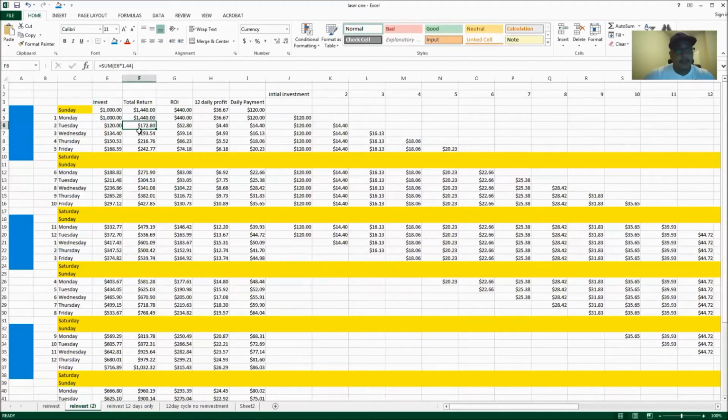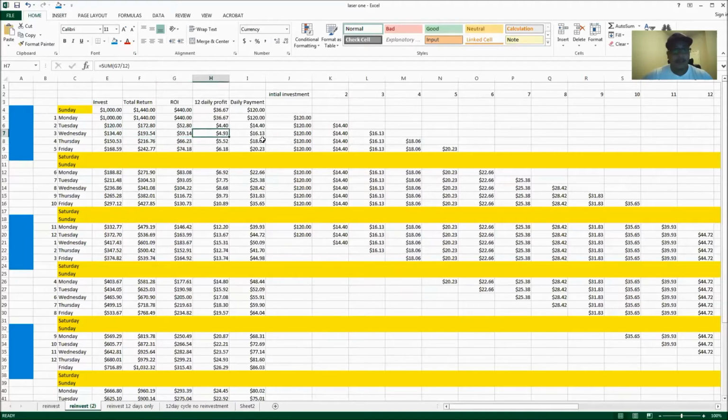It's going to give me $172.80 at the 12-day cycle. My return is going to be $52.80. My daily profit for that $120 reinvestment is $4.40. My daily payout is $14.40. So the next day, I get $120 for my first initial investment, then $14.40 for my second investment, and I get $134.40. And that's how much I'm going to get in interest in 12 days, and my daily profits.